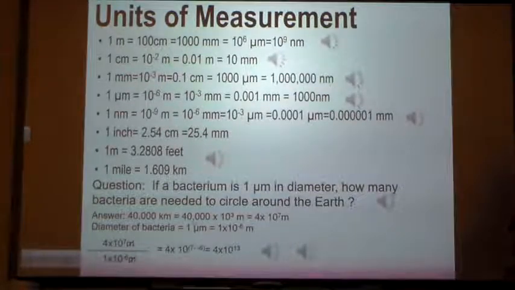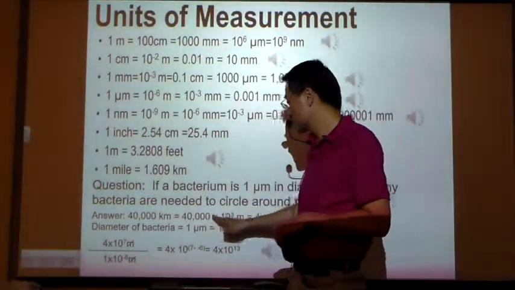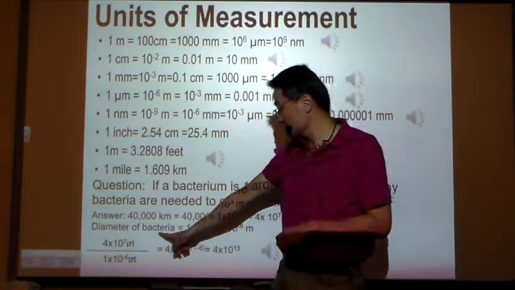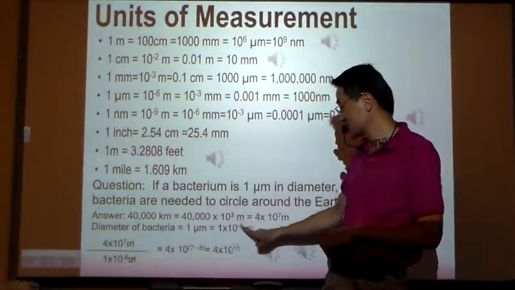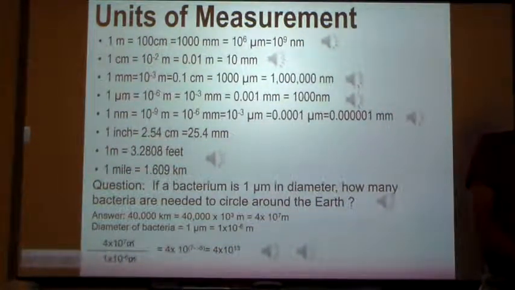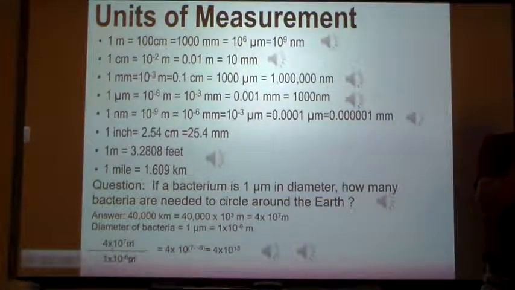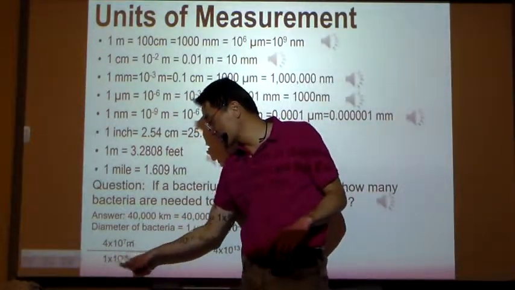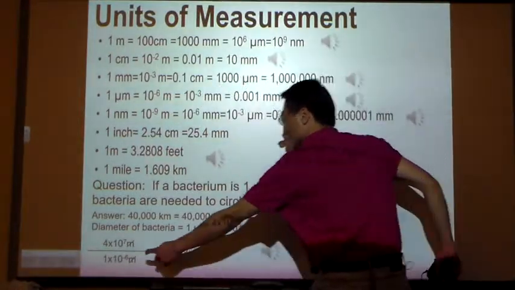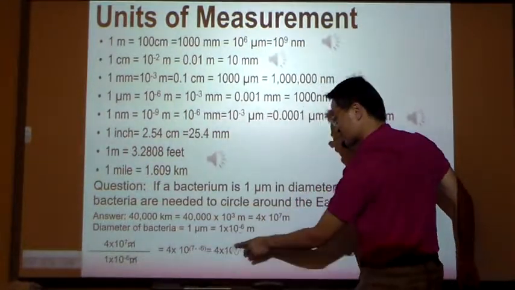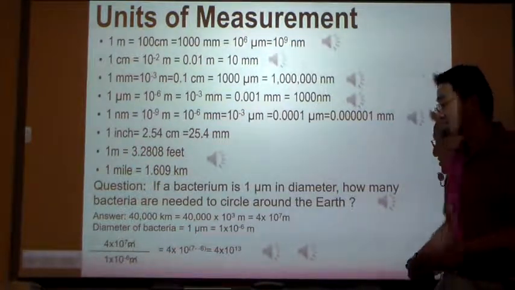40,000 km. That converts to 40,000 times 10 to the power 3, and then you need to put these 0s up here: 1, 2, 3, 4. So that becomes 4 times 10 to the power 7. The diameter of a bacterium is 1 micrometer, that's 1 times 10 to the power minus 6. Now, when you do a division, you should remember how to do that, that should be covered in 151 or one of those math classes. So 4 times 10 to the power 7 divided by 1 times 10 to the power minus 6. 4 over 1 is 4, and then it becomes 10 to the power 7 minus minus 6. Two minuses become a plus, so 4 times 10 to the power 13. That's 40 trillion.